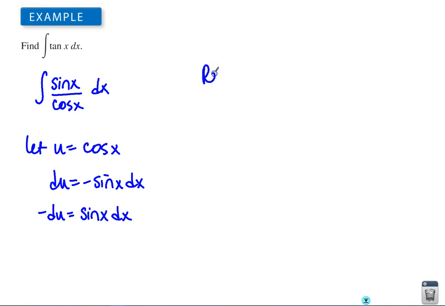So then when I go to rewrite, okay, I've got the integral. I'm going to go ahead and have a negative out front because du is negative. So u is in my denominator because cosine's in the denominator. So u, and then sine of x dx is the same thing as du.